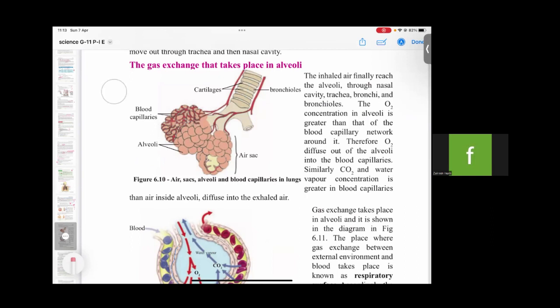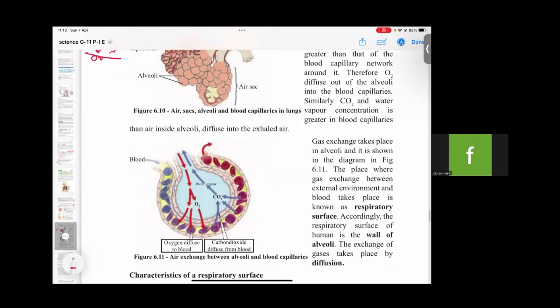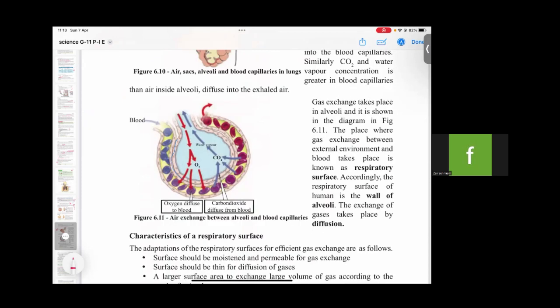Let's see. So the inhaled air will reach the alveoli. Now this is the alveoli. Let's say this is the membrane, and this is the blood. What happens? The oxygen will come here, carbon dioxide will go here. This is the essence of gas exchange. The oxygen concentration in the alveoli will be much greater than in the blood capillary network, so the oxygen will diffuse into the blood, while the carbon dioxide and the water vapor will diffuse into the alveoli. So the gas exchange will take place in the alveoli, as you see in the picture here.